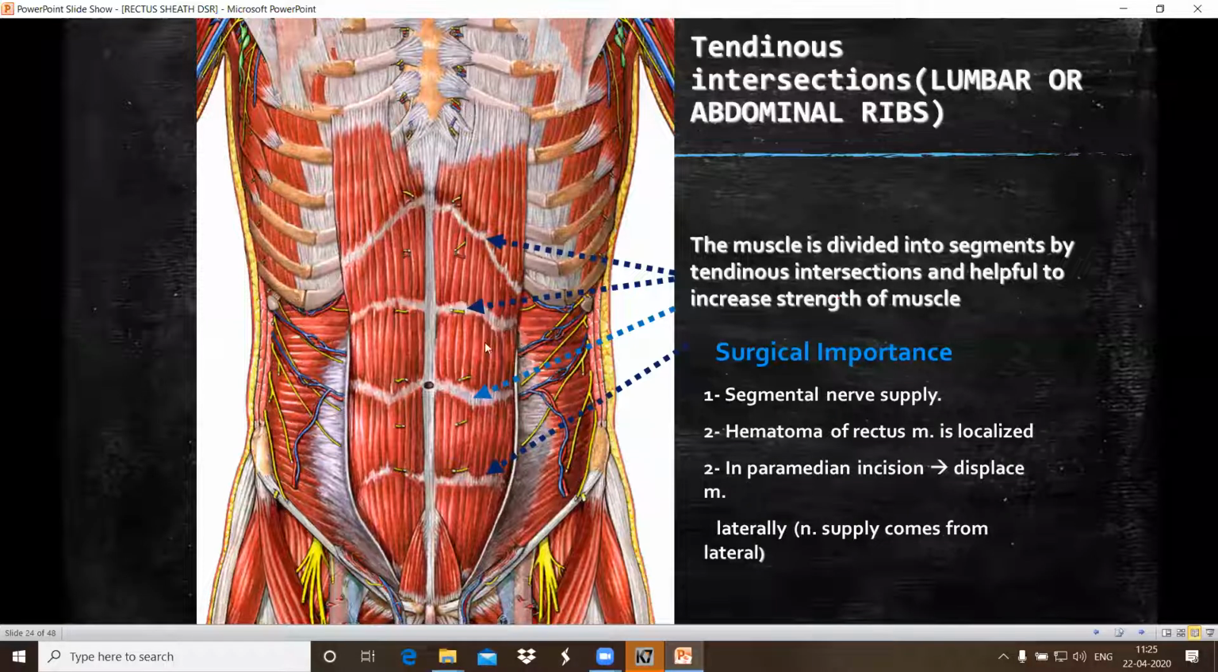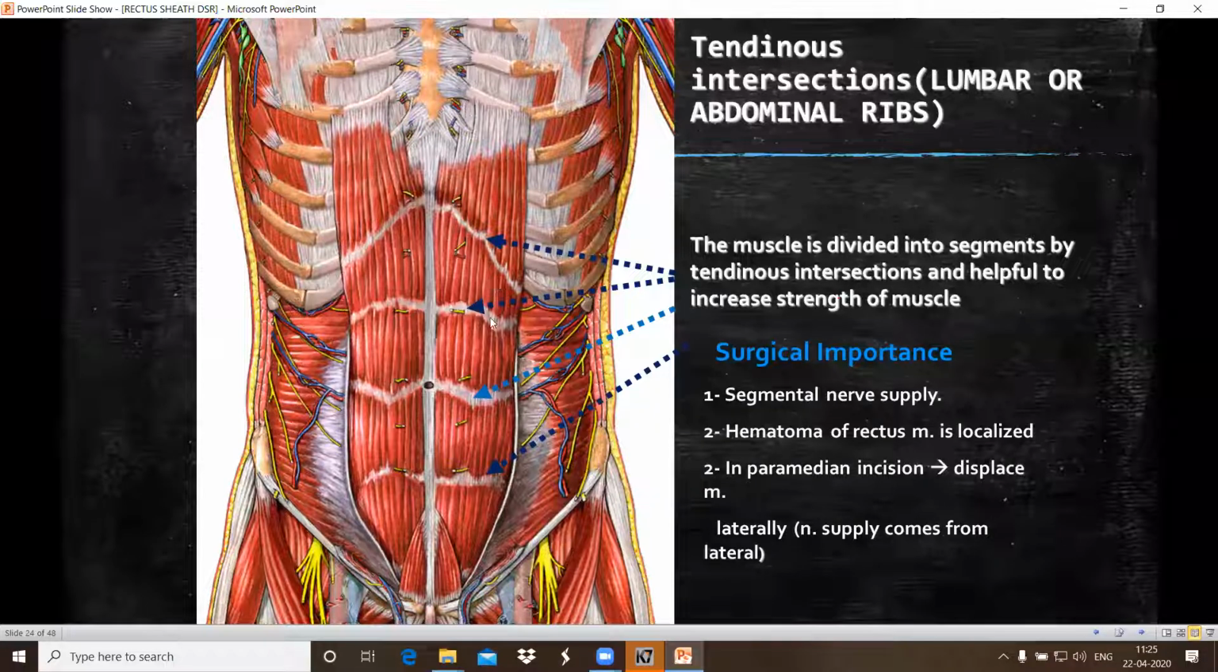Where are they present? Generally three are present. Those are, one at the tip of the xiphoid process, one at the umbilicus, and one more between these two. Generally, in 99% of cases, only three are present. In some cases, one more will be present below the umbilicus.